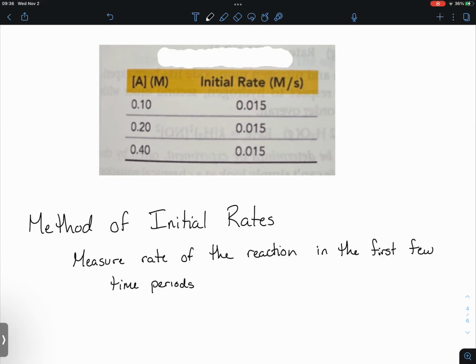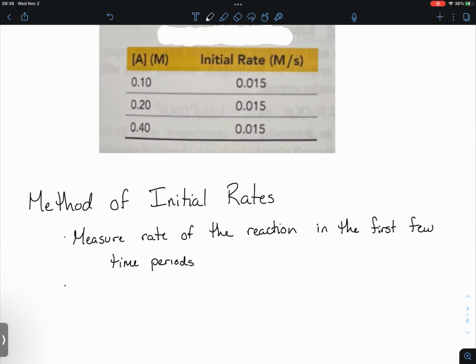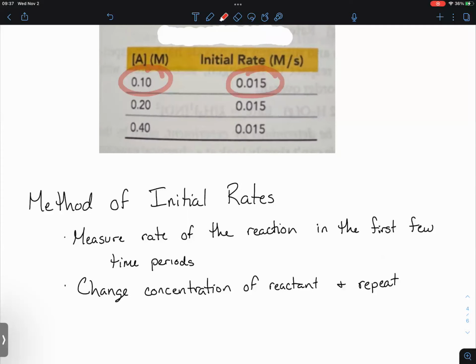So we're going to measure the initial rate of the reaction for the first few time periods, and then we're going to change the concentration of your reactant and repeat the experiment. What you're going to get at the end is, for various initial concentrations of your reactant, the initial rate of the reaction.